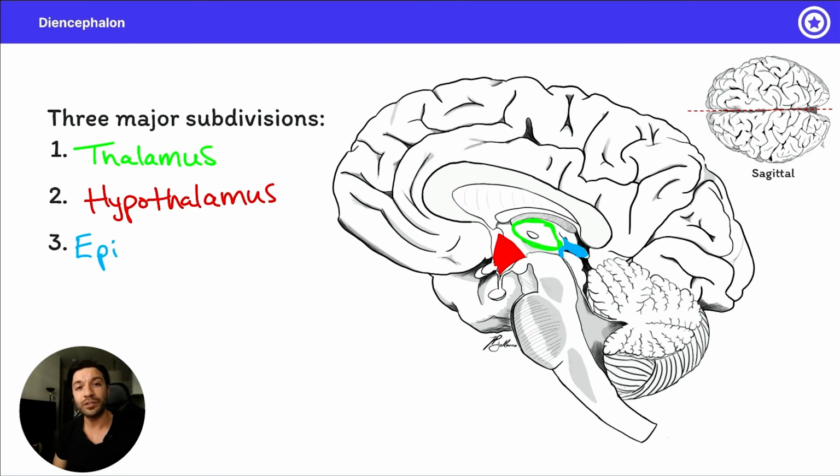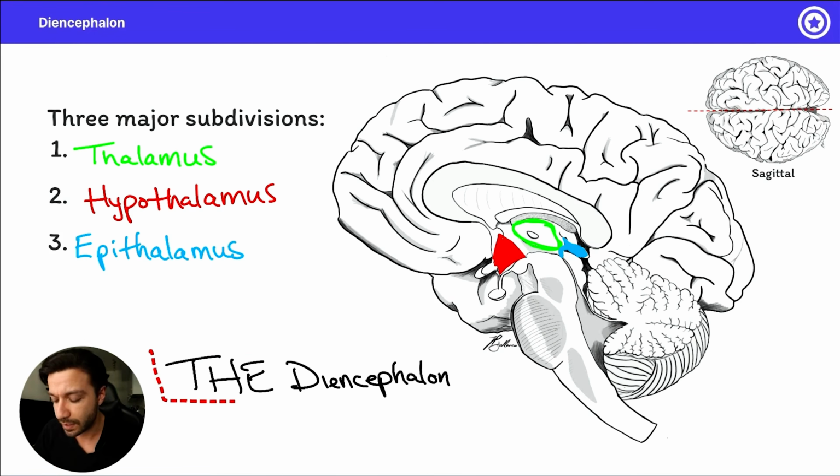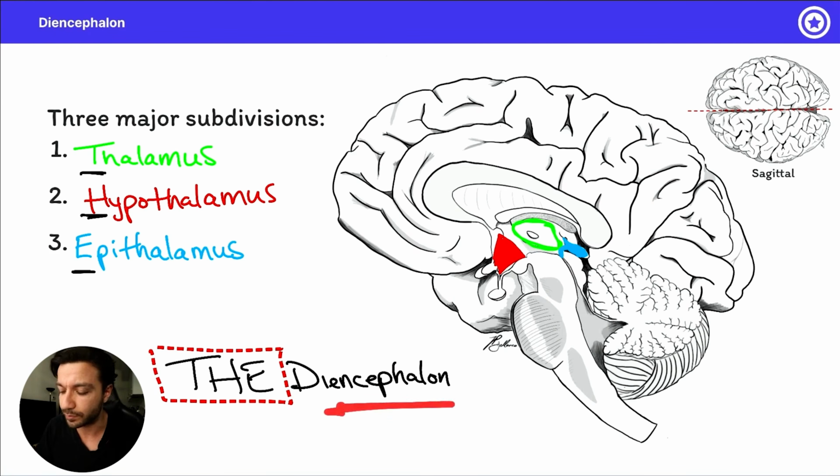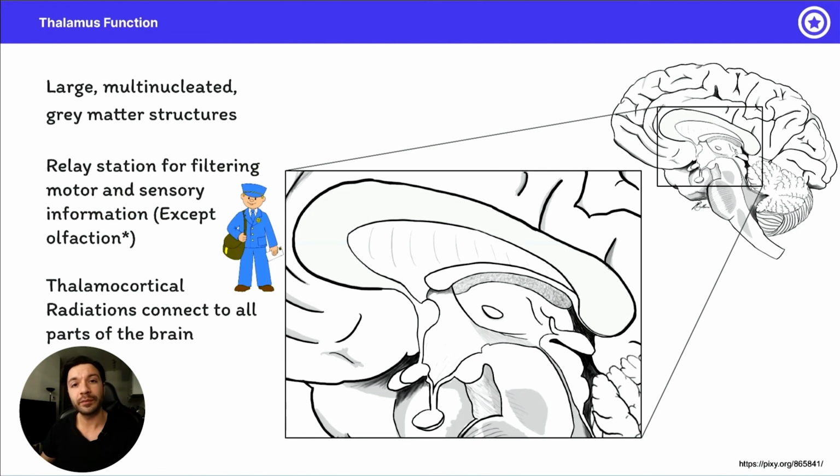A quick and easy mnemonic that I like to use to remember the different subdivisions of the diencephalon is the word diencephalon. We have the THE, which is going to represent the thalamus, hypothalamus, and epithalamus. So thalamus, hypothalamus, and epithalamus make up the diencephalon right here. Now that we've talked about the three major subdivisions of the diencephalon, let's take a closer look at the thalamus, the largest subdivision.